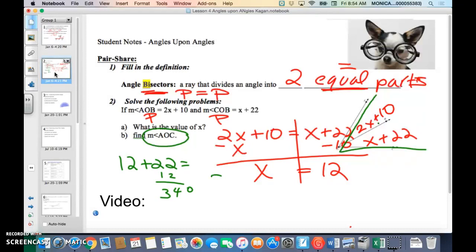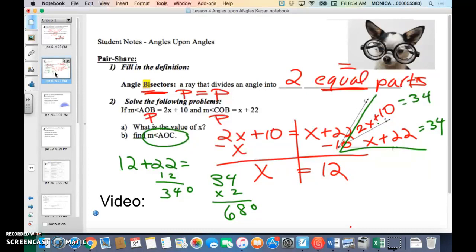Now I know that this angle is 34 degrees, so that means this angle is also 34 degrees. So I can just do 34 times 2, which is 68 degrees. So that whole angle there is 68, being that this one was 34, and this one's also 34 because it's a bisector. So the whole thing is 68. So if I gave you the whole angle, and I wanted to know what the two parts were, I could just take 68 and divide it by 2.